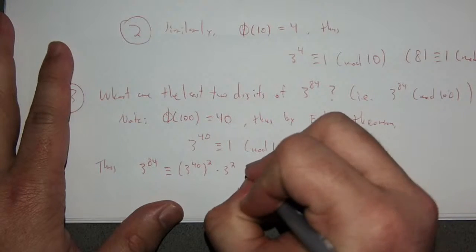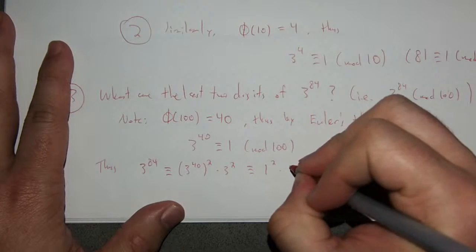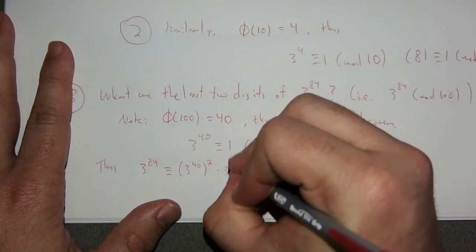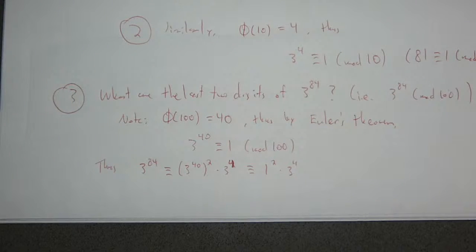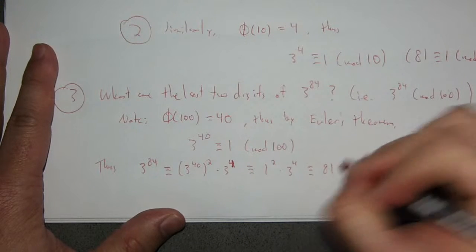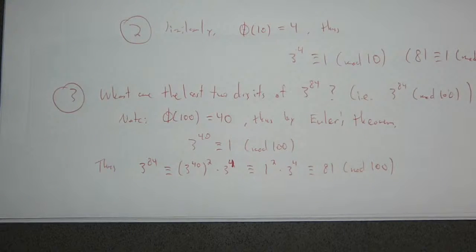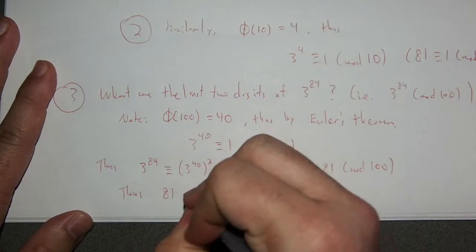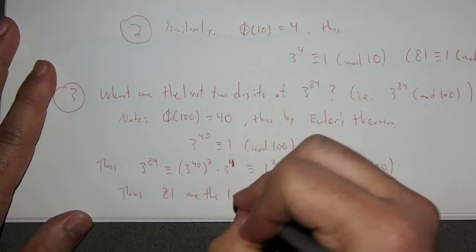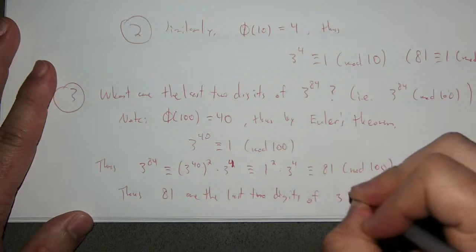So this is congruent to 1 squared times 3 squared. Sorry, this is not 3 squared, this is 3 to the 4th. Bad at mental arithmetic. So this is 1 squared times 3 to the 4th. 3 to the 4th, of course, is 81, so this is congruent to 81 mod 100. Thus, what are the last two digits of 3 to the 84? 81. Thus, 81 are the last two digits of 3 to the 84.